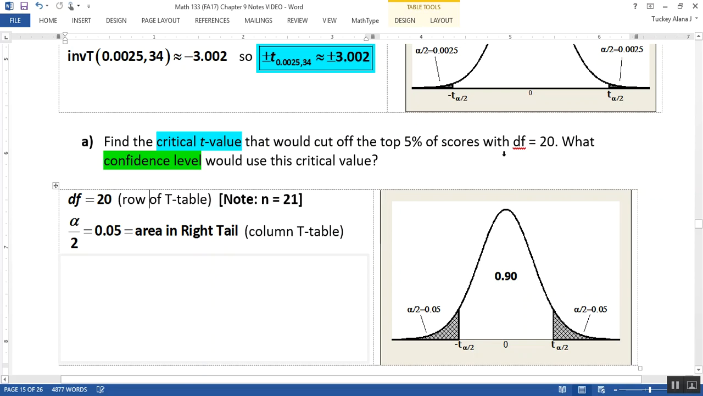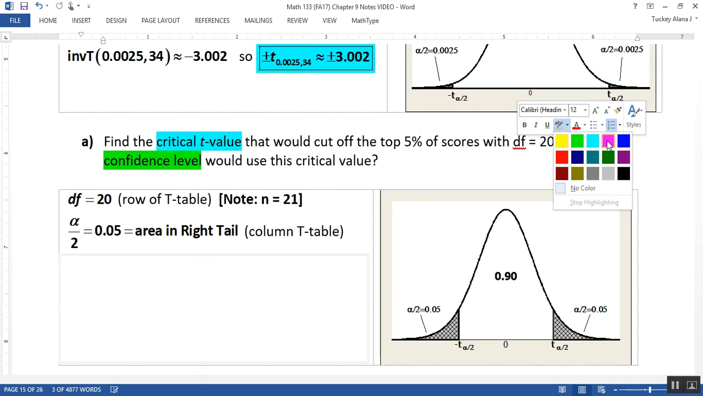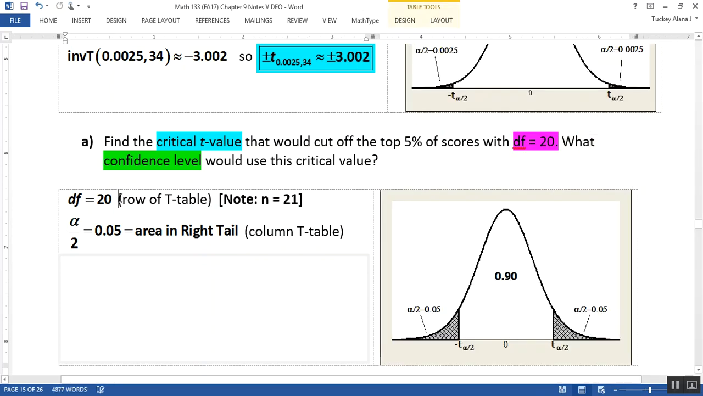Also notice real quick that the degrees of freedom was given to you. It's 20. So the degrees of freedom is 20. That means that n was 21 in case you're interested. Not that we were asked for that because we weren't. But the degrees of freedom is 20. Was pre-given.